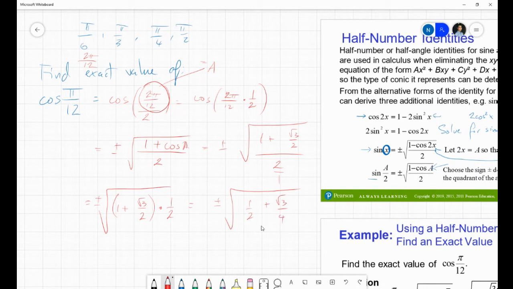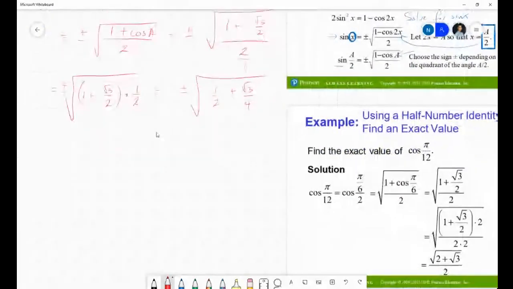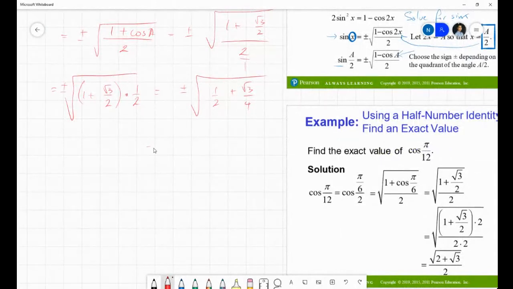And we can even simplify this some more by combining both of these. But I think that's probably okay. Because if we take the square root here, we can combine these two to get a common denominator of 4. And combine these two, and then take the square root of the bottom.